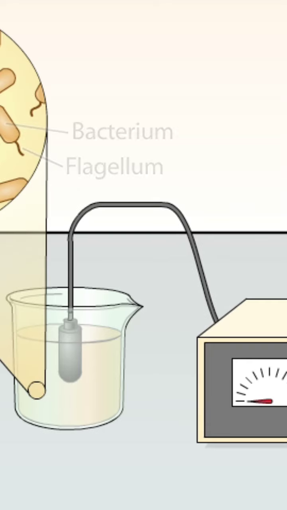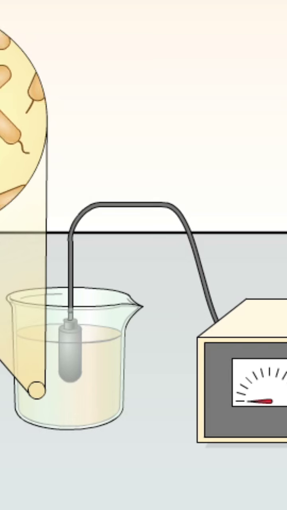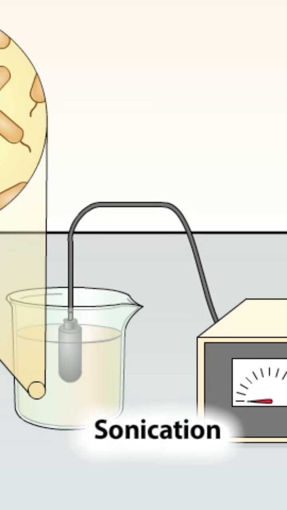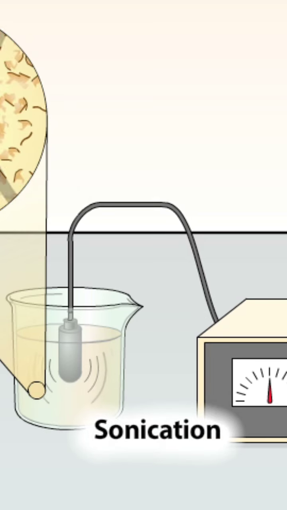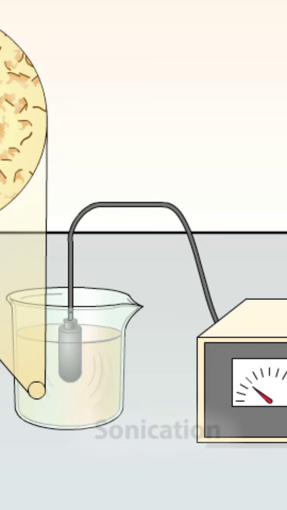The cell wall of a bacterium encloses a riot of diverse chemical activity and molecules. To study the components of these cells, a researcher may want to break open the cells and purify the different molecules and structures. One useful method for breaking apart cells is sonication. In this method, a probe emits high-frequency sound waves which fracture the cells.